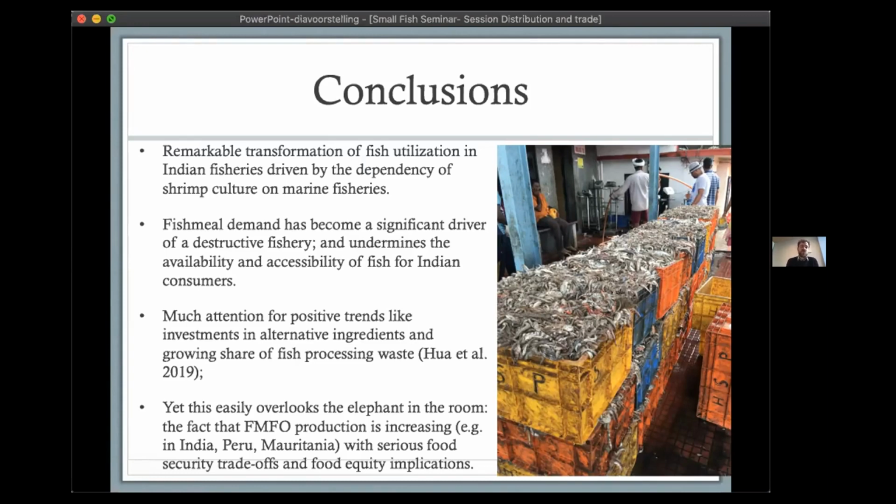And I think there's a lot of international attention for the positive trends, like investment in alternative ingredients and a growing share of fish processing waste in fish meal. But I think this easily overlooks the elephant in the room, the simple fact that fish meal and fish oil production is increasing in places like India, in Mauritania, in Peru recently as well, with serious food security and food equity implications. Thank you.